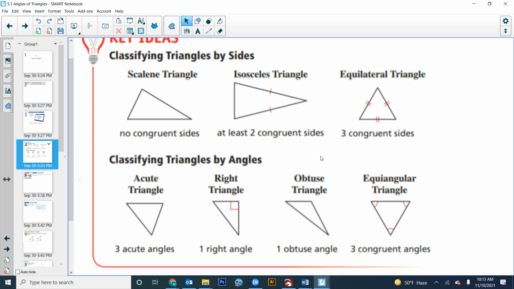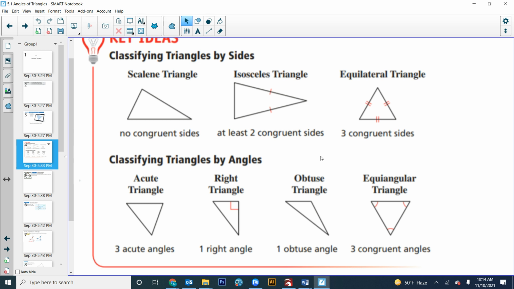All right. You are responsible for classifying triangles by sides and by angle measures. They are two different categories. If I say, name this triangle by its sides, your options are scalene, isosceles, and equilateral. This is kind of weird. I don't know if you've seen it this way before, where for isosceles we say at least 2 congruent sides. So what does that mean? That means an equilateral is also isosceles. Make sense? If it's a triangle, it has to have 2.